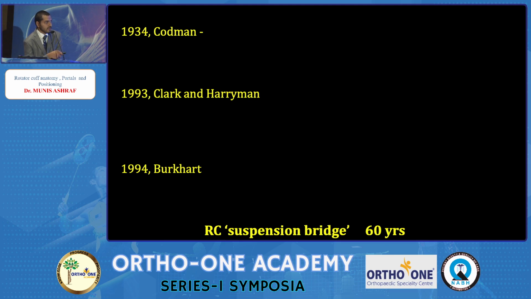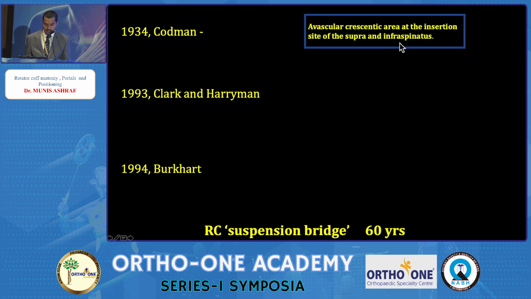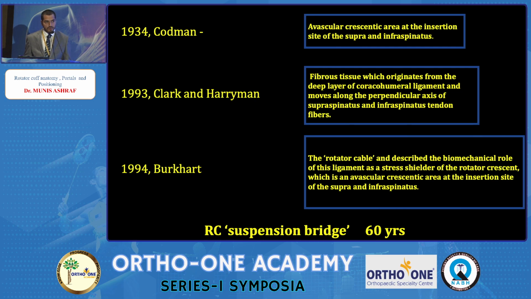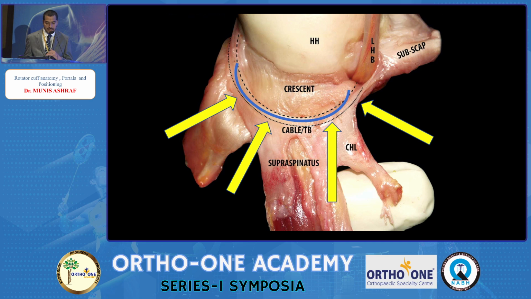Now the journey of the rotator cable being called a suspension bridge was 60 years. It was Codman initially who described it in 1934, and he described this as an avascular crescentic tissue. Later Clark and Harryman proposed that it contained 5 different layers, and then it was Burkhart in 1994 who proved with his biomechanical studies that this particular tissue, the rotator cuff cable, actually helps in shielding the forces from the crescentic tissue which is near the humeral head. So forces directed along the cuff go into the cable, thereby protecting the avascular part, which is the rotator cuff crescent.